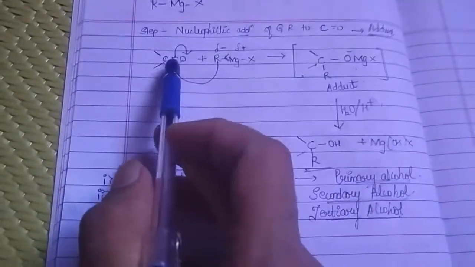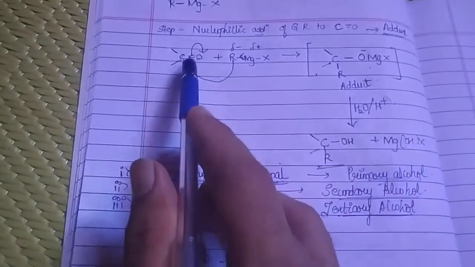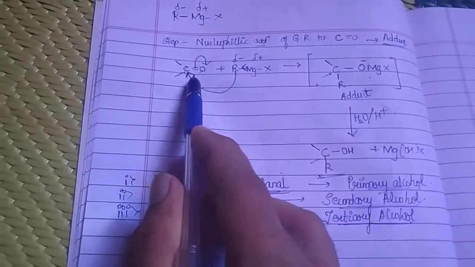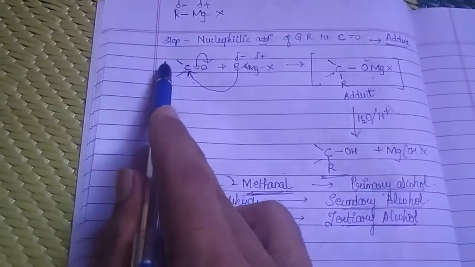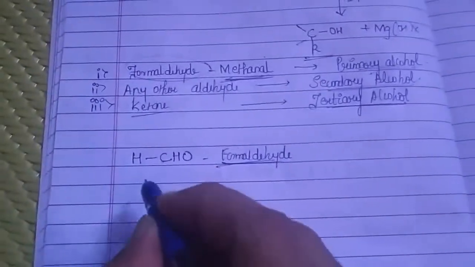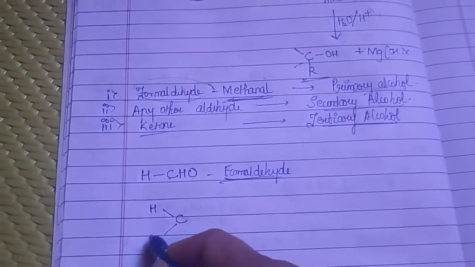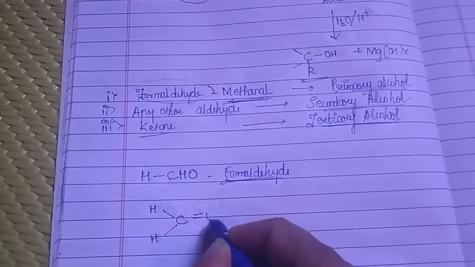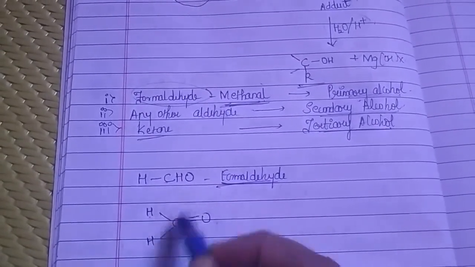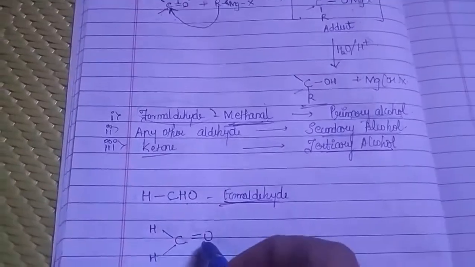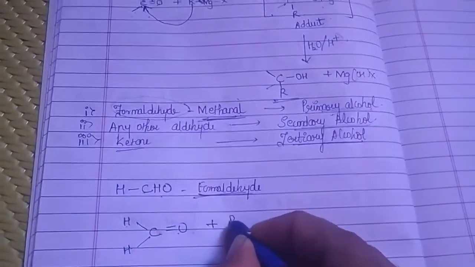So this is the general reaction I have written. In this case, if I choose formaldehyde, here also H, here also H. So if I write it that way, it will be H, C double bond O. I have got my formula, HCHO.